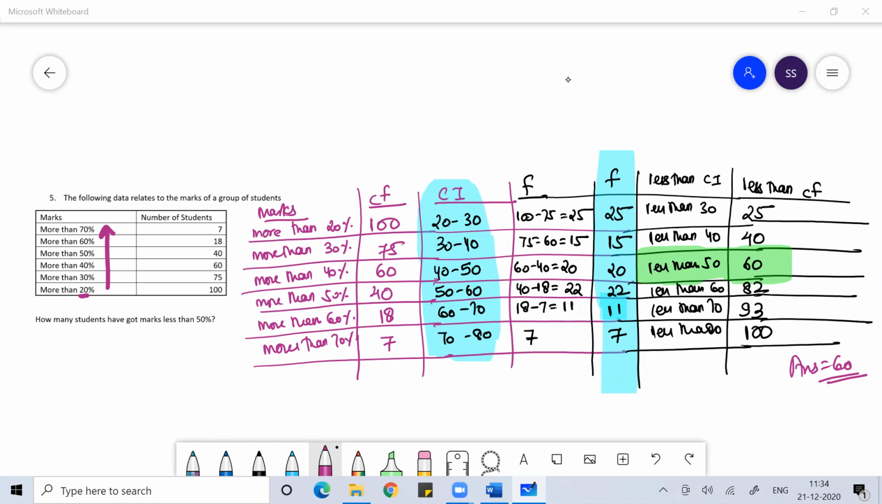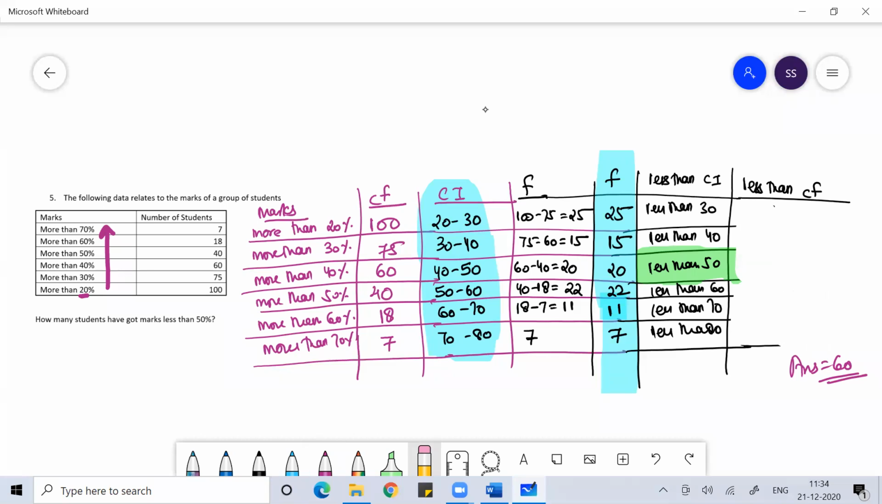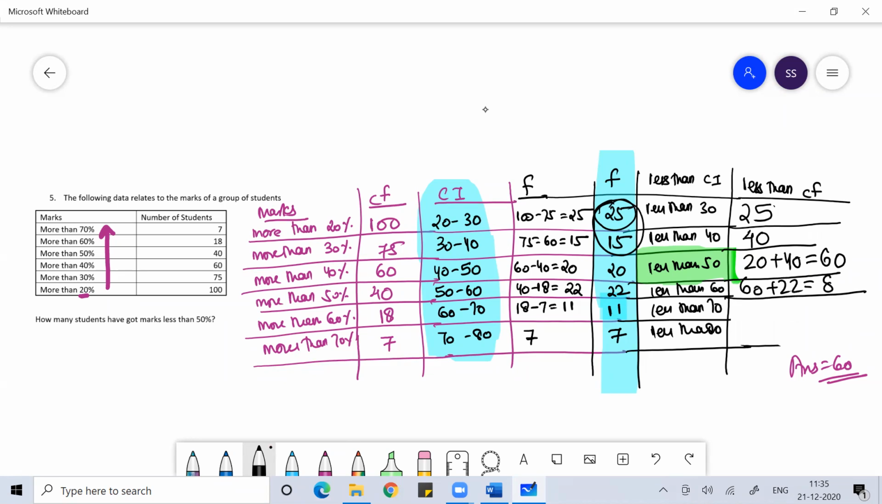Fine. And for the less than, you just add them. You simply add them and your work will be done. You add the frequencies, like first one is 25, write 25. Then it is 25 plus 15, that is 40. Then 40 plus 20 is 60. Then 60 plus 22 is 82. Then 82 plus 11 is 93. And then 93 plus 7 is 100.